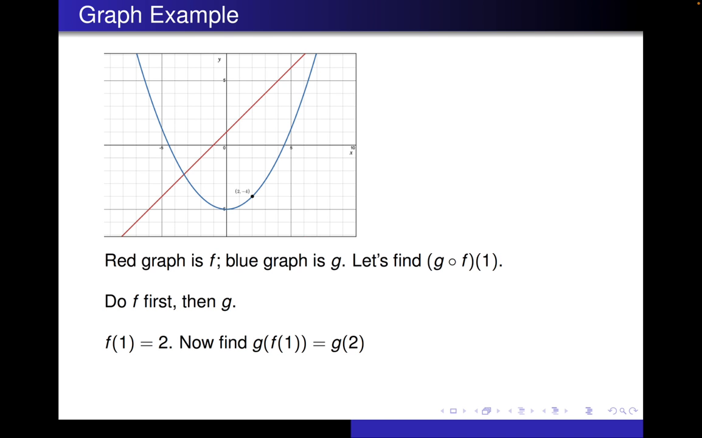Well, if you notice what that point is, again, reading the coordinate on there might be hard, the 2, negative 4, but you can see that you're going to go 2 grid lines to the right, 4 grid lines down. That means g of 2 is equal to negative 4. So that means if we want to find g circle f of 1, that's g of f of 1, which we just found out was negative 4.